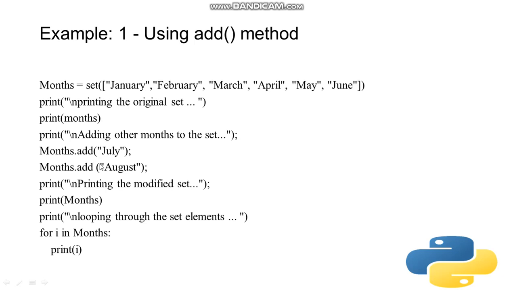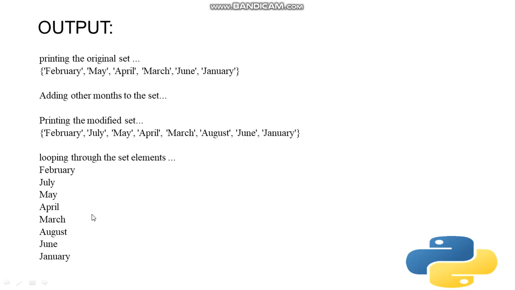We are writing months.add August, months.add anything you want to add. Then I'm iterating through the for loop and I'm printing. See the output of the example.